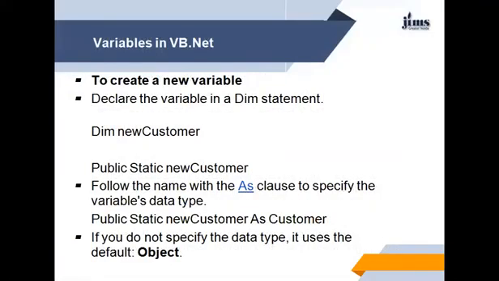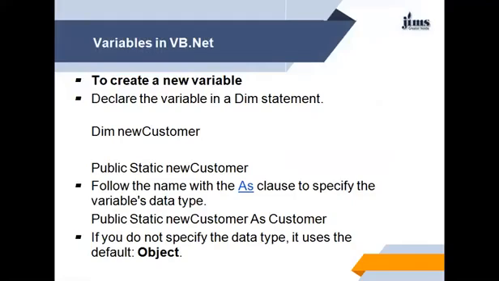Now, variables in VB.NET. To create a new variable, declare the variable in a Dim statement. Suppose we wish to create a variable newCustomer, so we will write Dim newCustomer. And if we are creating a variable with the help of the Public or Static keywords, then we will write Public Static newCustomer. In that case, we will not write Dim.